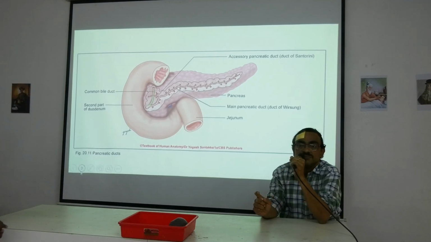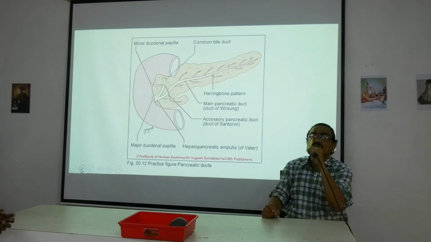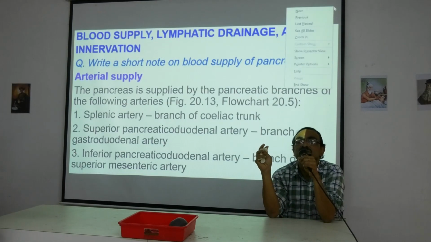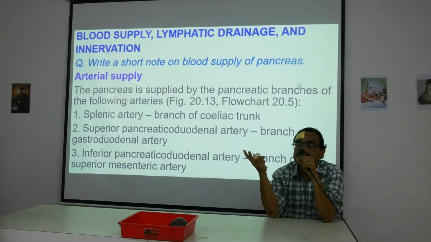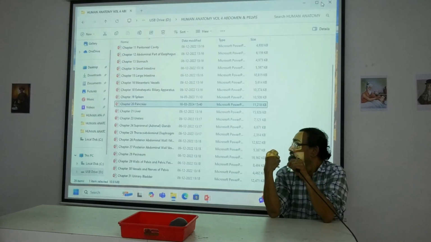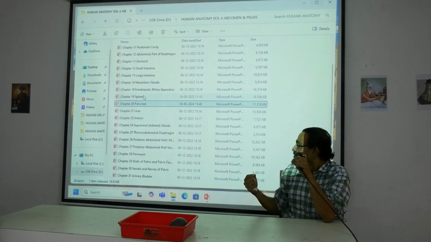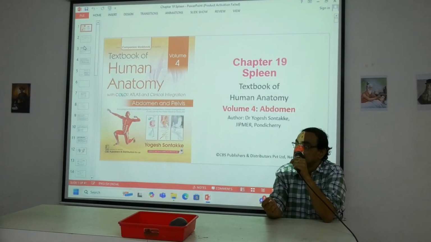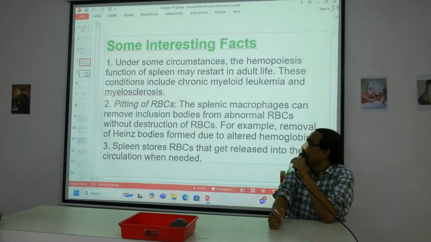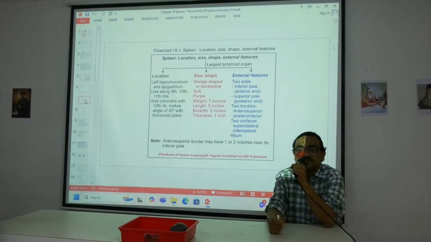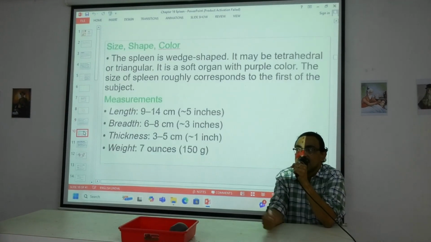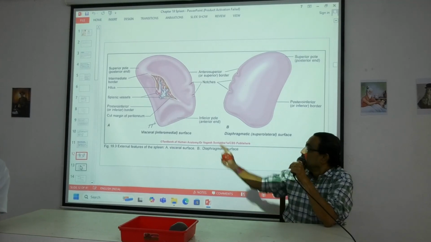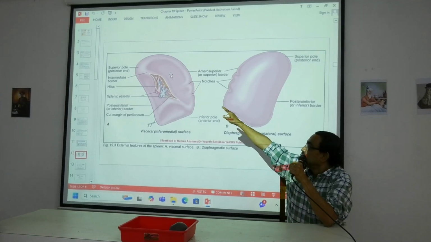Now, about the spleen. The spleen has a visceral surface, and within the visceral surface there are impressions like the gastric impression, renal impression, and colic impression. Okay, and there is a hilum.